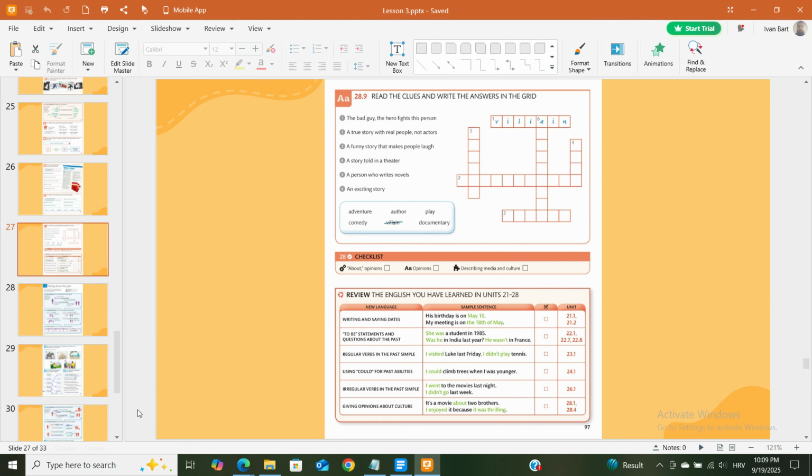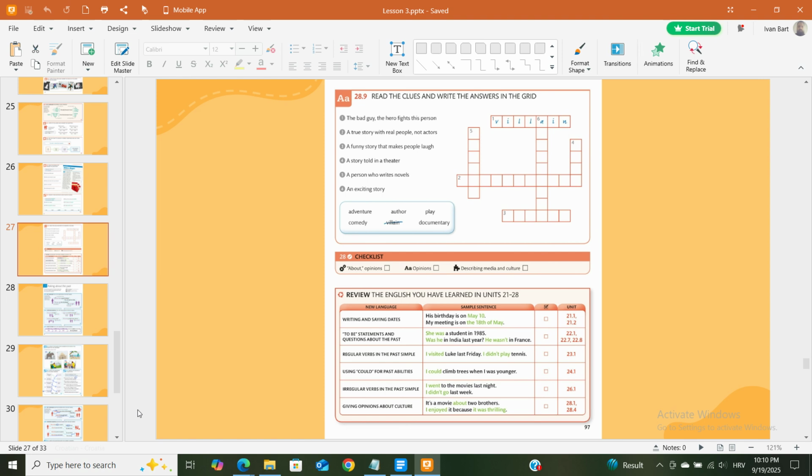Describing media and culture. Review the English you have learned in Units 21 to 28. New language: writing and saying dates. Statements and questions about the past. Regular verbs in the past simple. Using could for past abilities. Irregular verbs in the past simple.